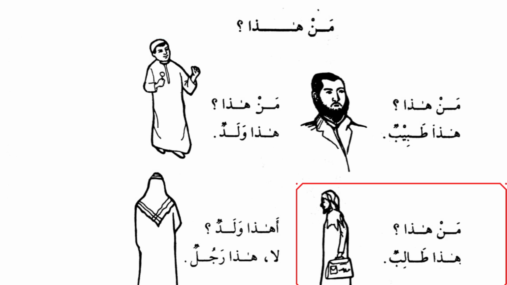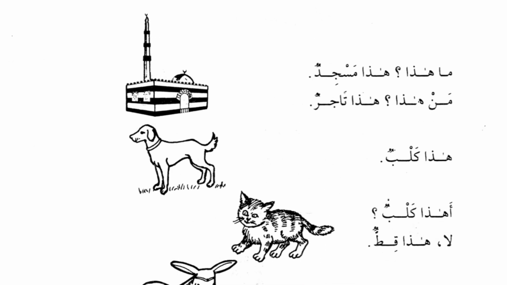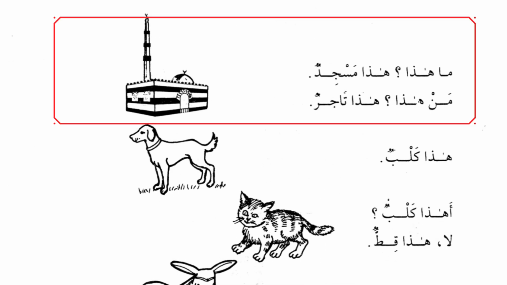Next, man hada, who is this? Hada talibun, this is a student. Talibun, a student. Next, ahada waladun, is this a boy? The answer is la hada rajulun. La means no. Hada rajulun, this is a man. Next, ma hada, what is this? Hada masjidun, this is a masjid. Man hada, who is this? Hada tajirun, this is a merchant. Tajirun means merchant or business person.